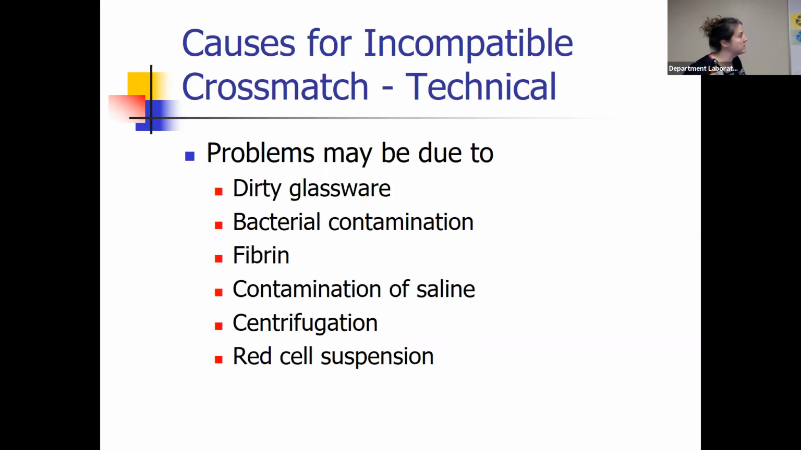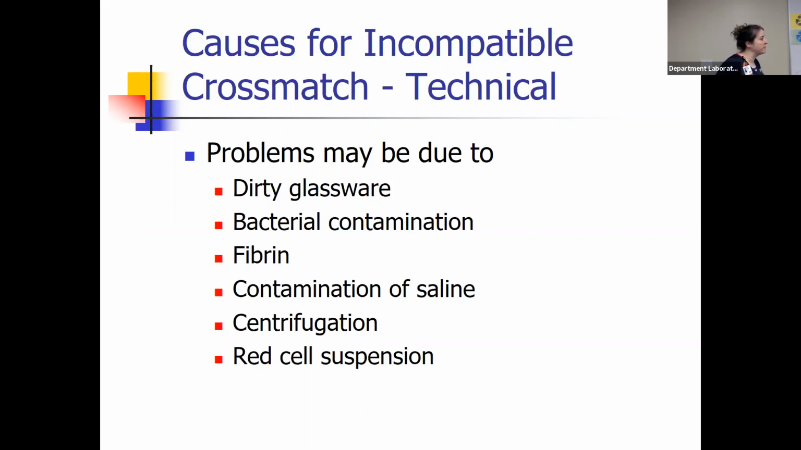So some technical problems, and these are the same that we've talked about before, that can cause false positives, so false agglutination. If you have any type of debris or trash in your glassware, that can be mistaken for agglutination. Bacterial contamination might cause clumping, and you might mistake that for agglutination.